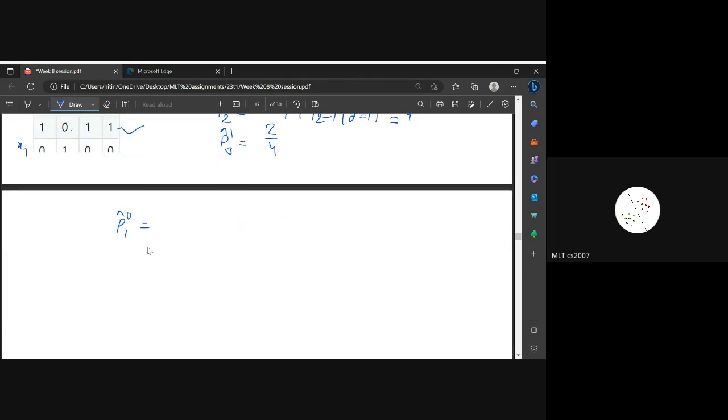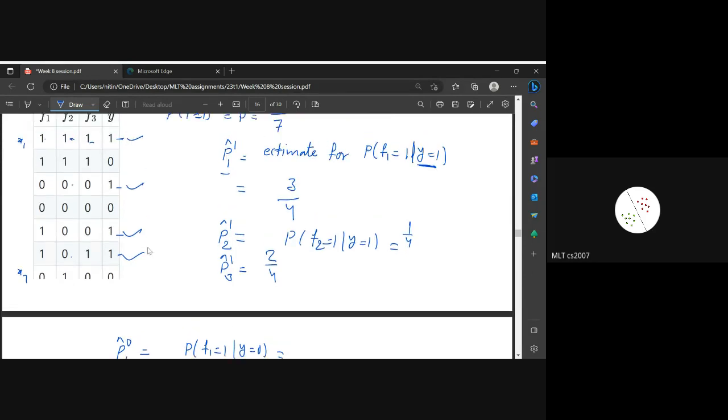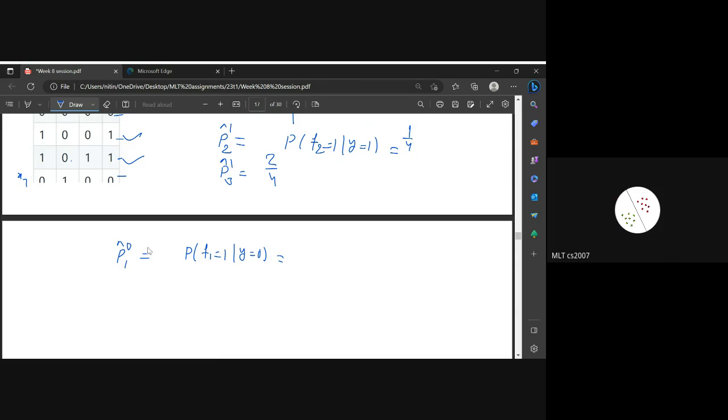So what is this? This is the estimate for P, the first feature taking value 1, given that label is 0, right? So now you will look into these data points. In these 3 data points, how many data points are there for which the first feature value is 1? So this is 1 by 3, right?